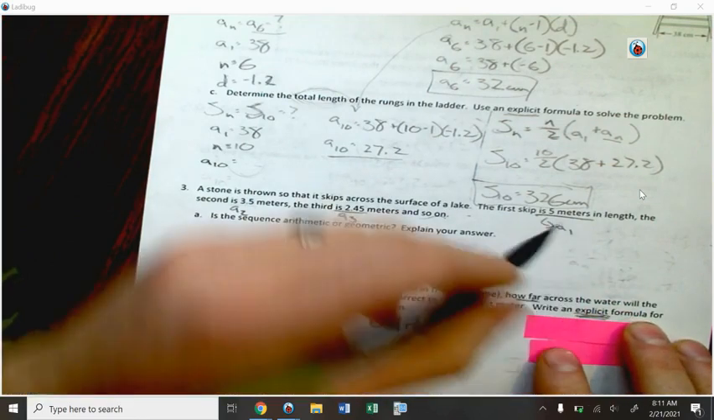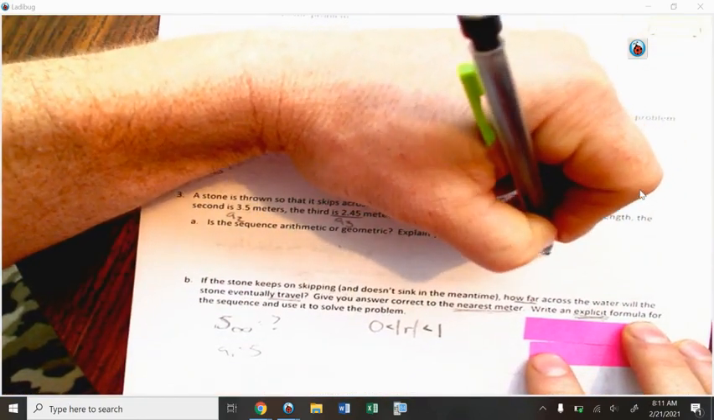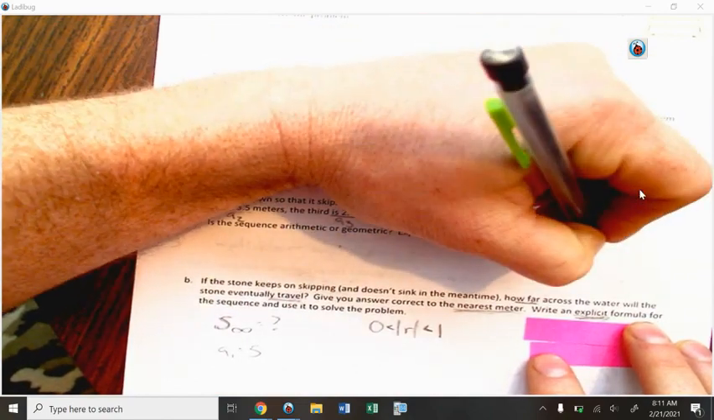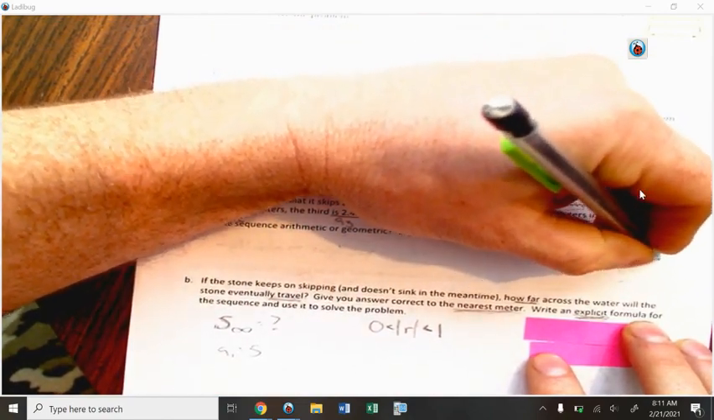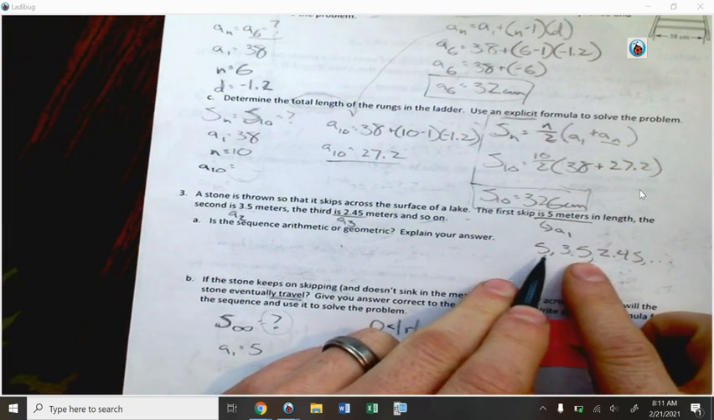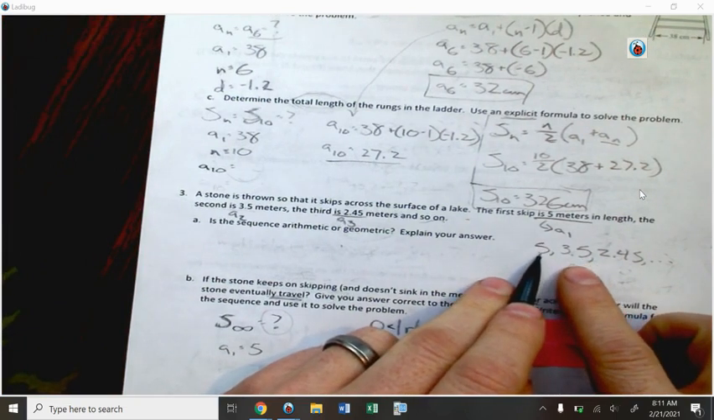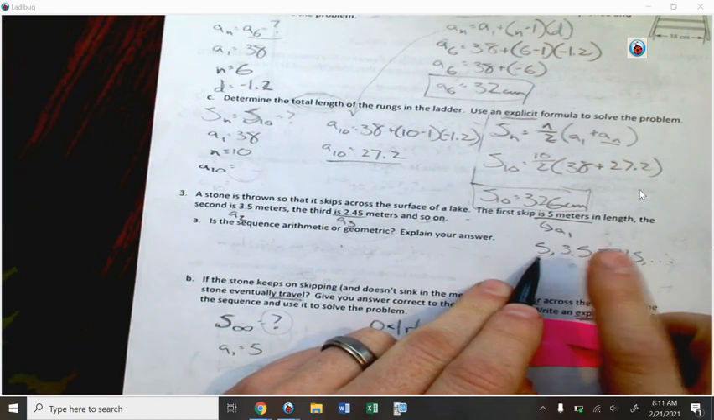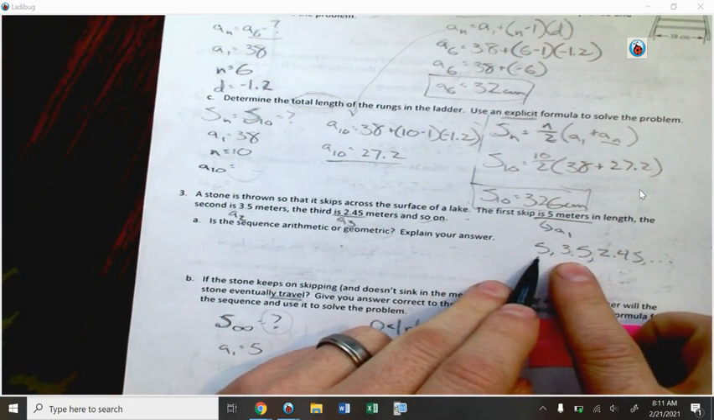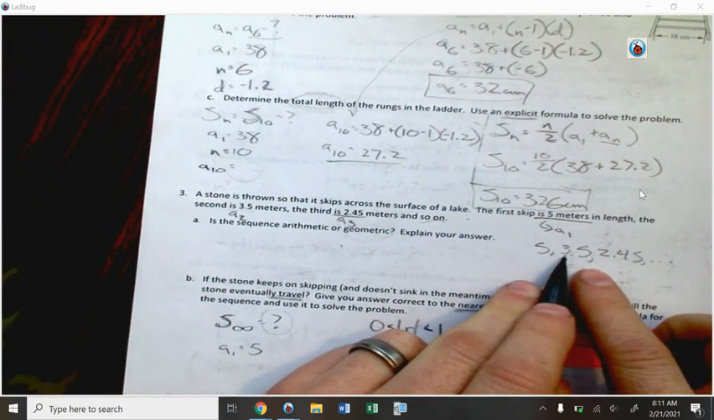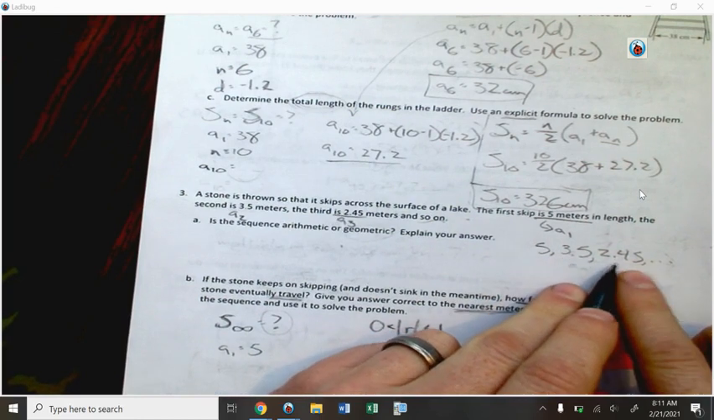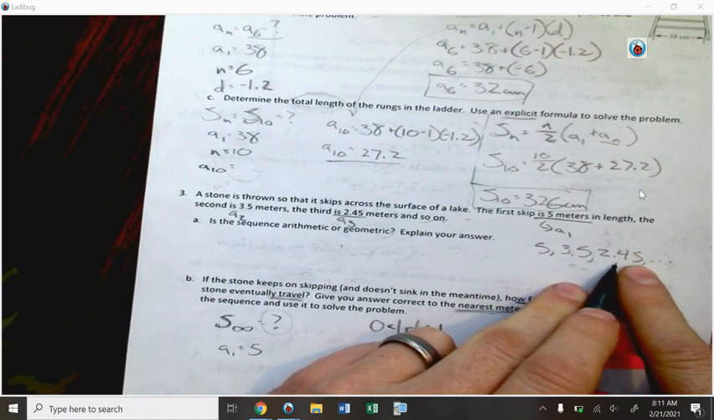To do that, I first need to write down my terms, which are 5, 3.5, 2.45, and so on. To get from 5 to 3.5, you can do one of two things: multiply times a ratio or subtract. From 5 to 3.5, I'd subtract 1.5, but if I subtract 1.5 from 3.5, I do not get 2.45. I actually should get a 2.